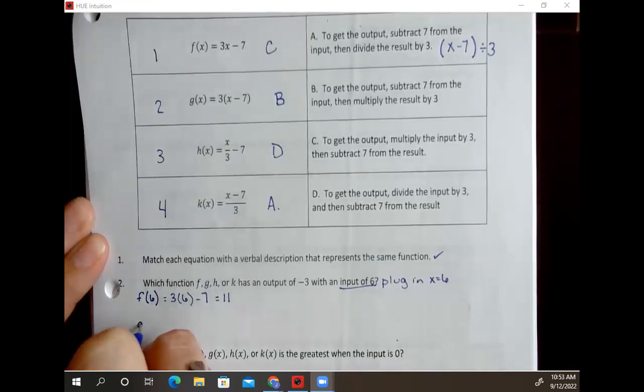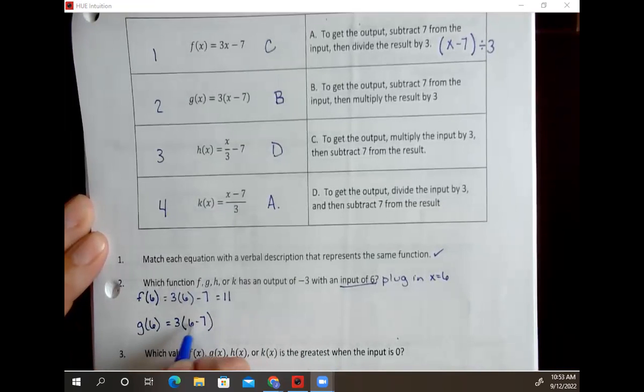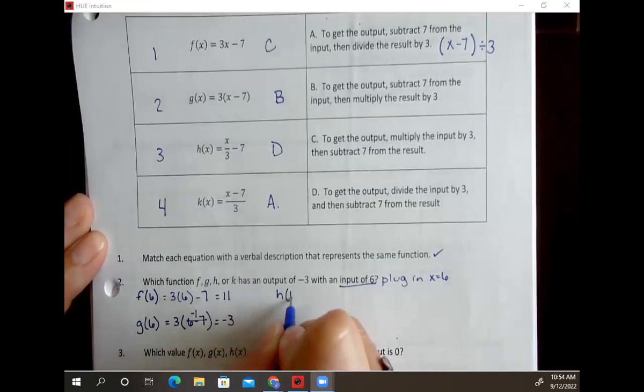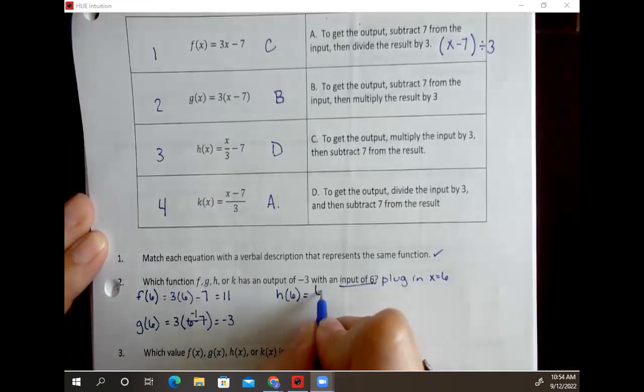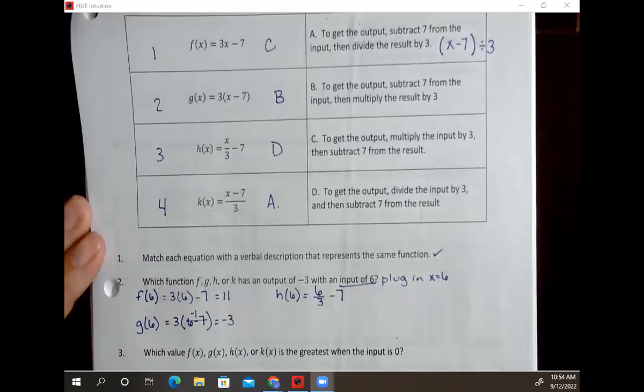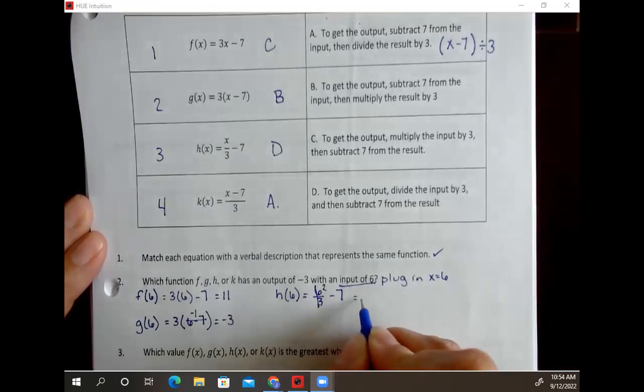Next, we've got g, so g of 6. That would be 3 times, in parentheses, 6 minus 7. Again, I'm plugging in 6 for x. So I'm going to work inside parentheses first. Remember, order of operations as we're simplifying. 6 minus 7 would be negative 1. 3 times negative 1 is negative 3. Now I'm going to keep going. h is next. So I want h of 6. So that would be 6 divided by 3 minus 7. Again, follow order of operations as we're simplifying. So 6 divided by 3 would be 2. 2 minus 7 is negative 5.